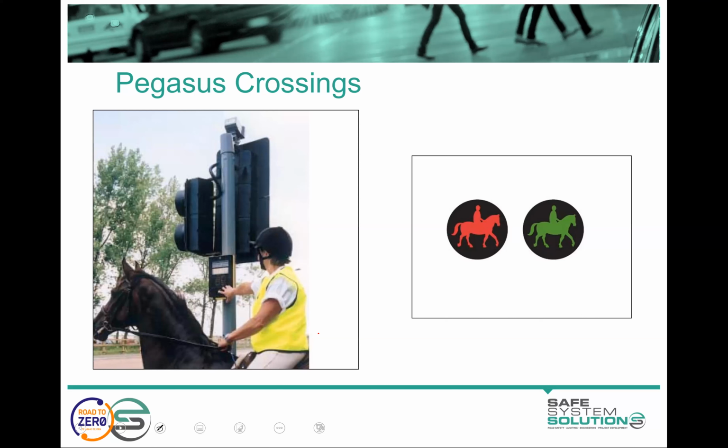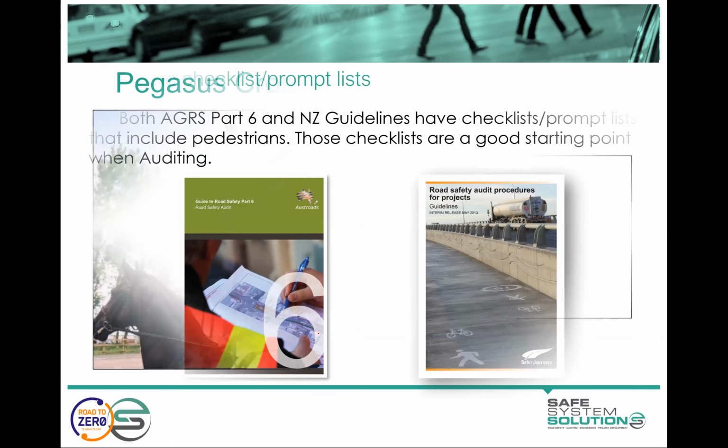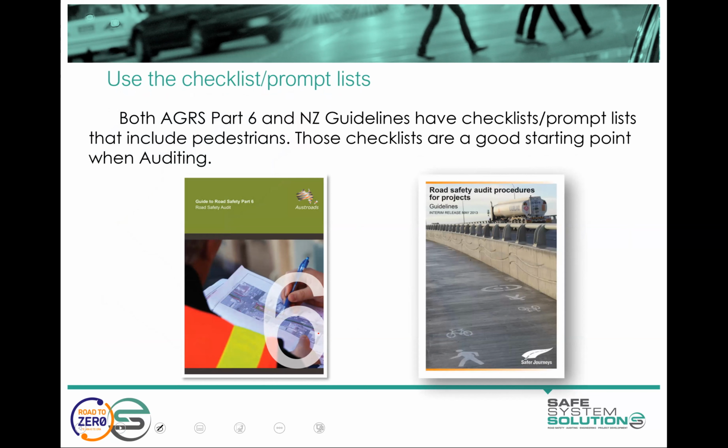I need to be drinking my Chardonnay. Chardonnay. No, Pegasus crossings do exist. Anyway, I've got to keep moving on here.